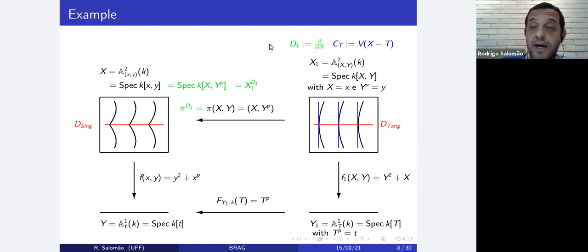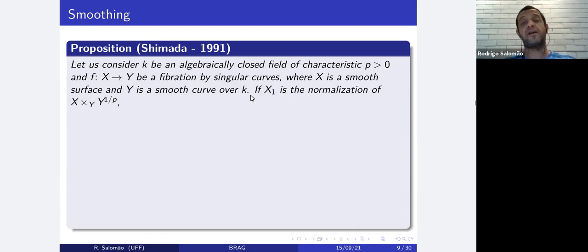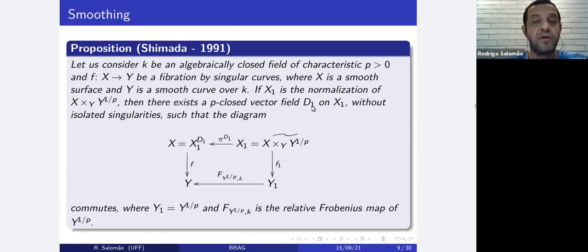Okay, so this example reflects a general construction, actually, which was introduced by Shimada. And let me state this process. Okay, so let us consider K an algebraically closed field and F a fibration by singular curves from a smooth surface to a smooth curve. Then, if X1 is the normalization of this fiber product here, then there exists a p-closed vector field without isolated singularities, such that these diagrams commute. Okay, where here we have the Frobenius, like in the example, if you want an example to think about. And the objects are like in that example that I gave you before.